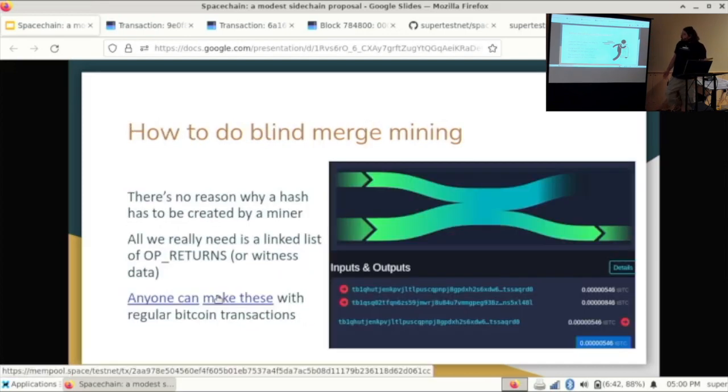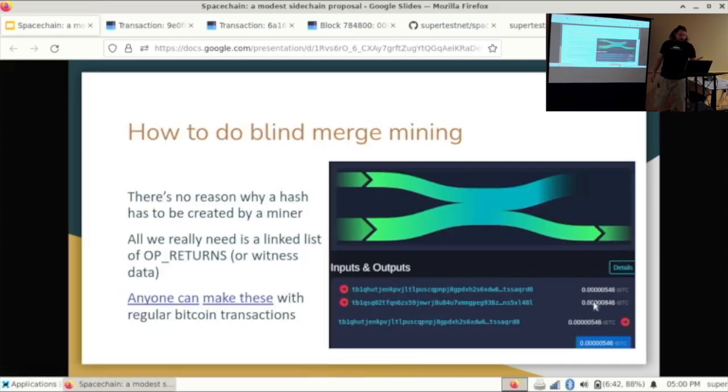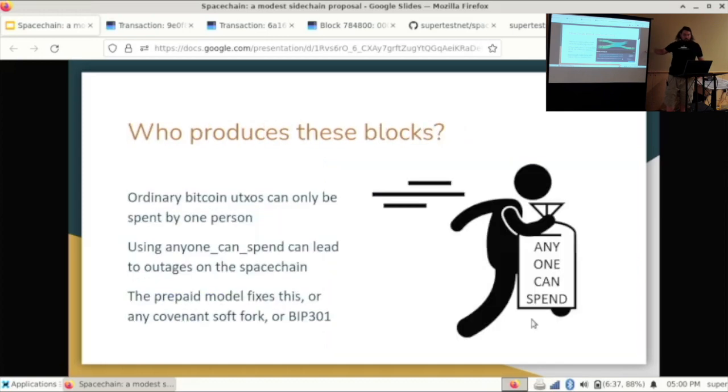And so you can do that with space chains, which is what my model actually does. You deposit money into this QRDO address, and this address has no private key. Anyone can spend the money in there. And the expectation is that people who are trying to mine on the sidechain are going to be the ones to actually do that. We're going to spend that money.